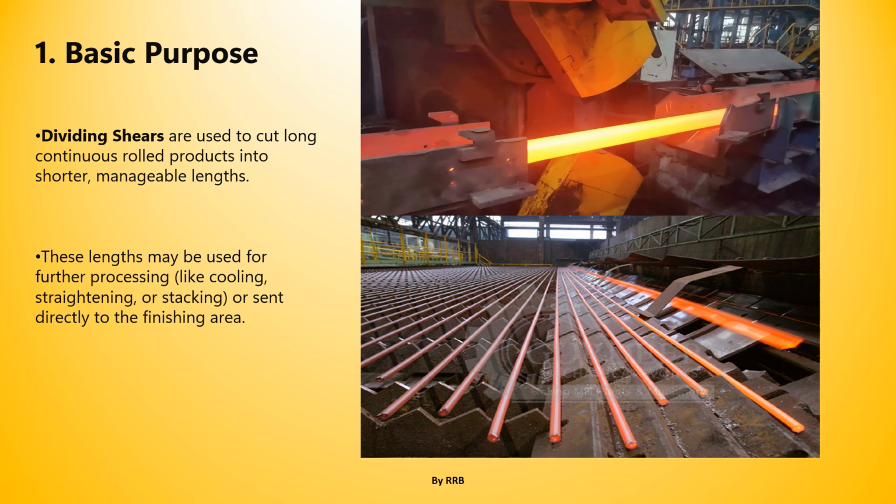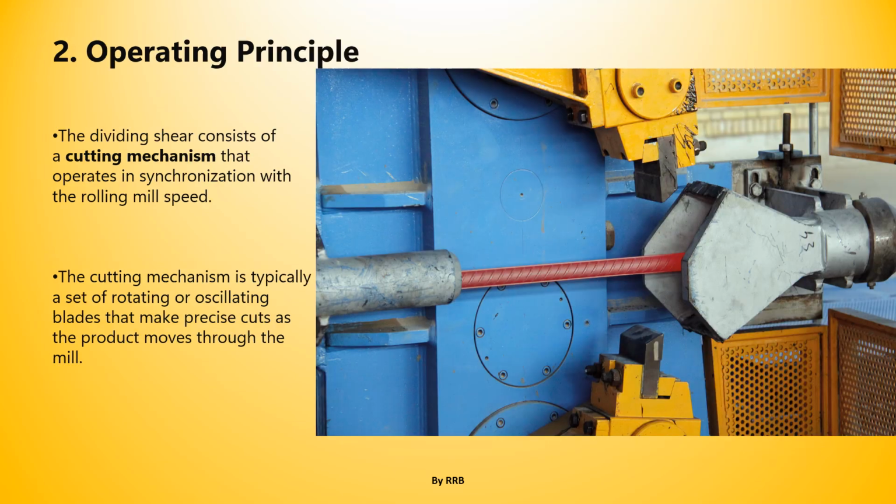Basic purpose. Dividing shears are used to cut long continuous rolled product into shorter manageable lengths or customer lengths. These lengths may be used for further processing like cooling, straightening or stacking, or sent directly to the finishing area.